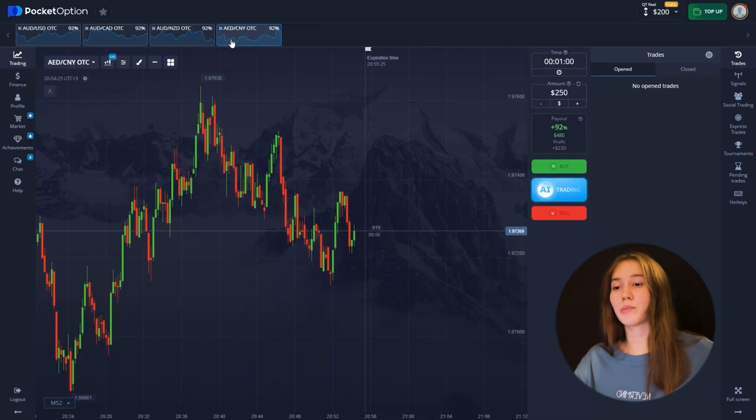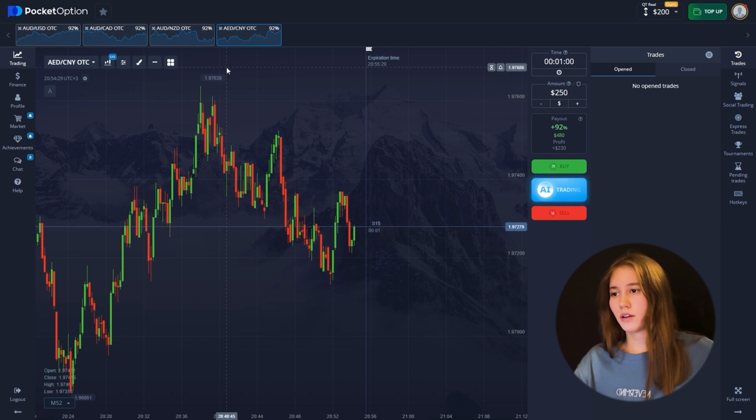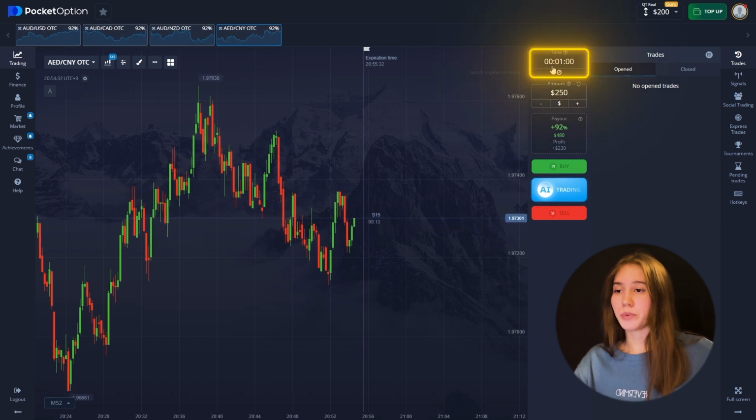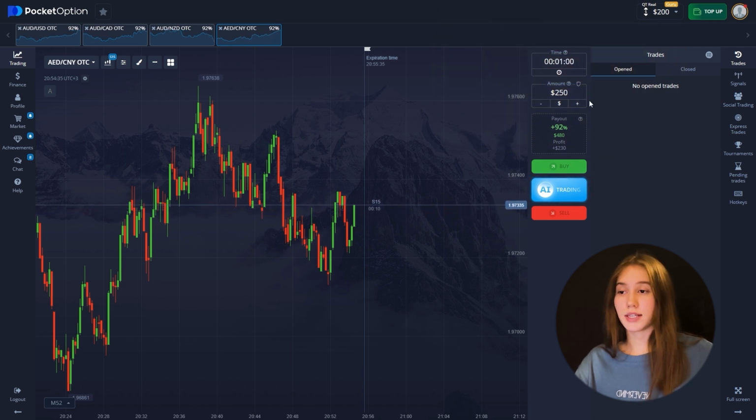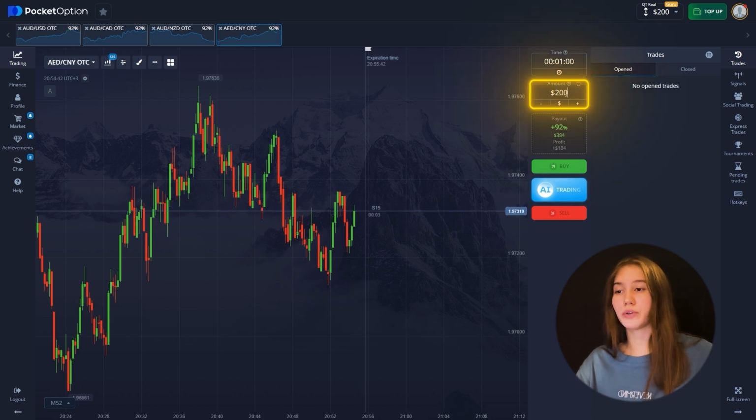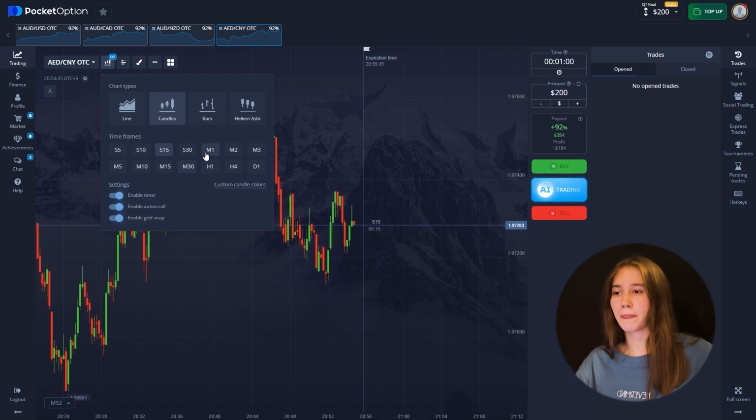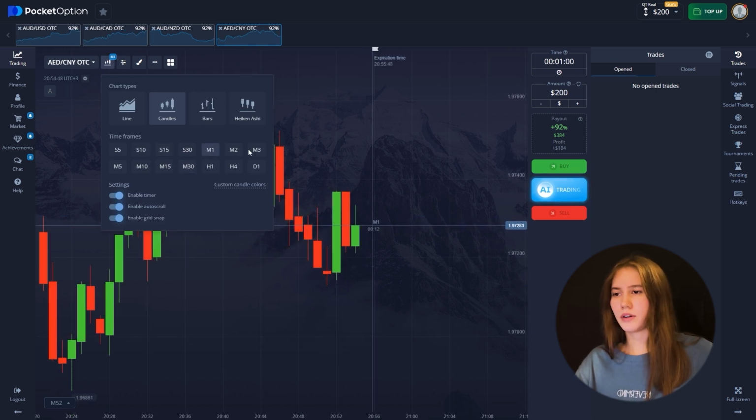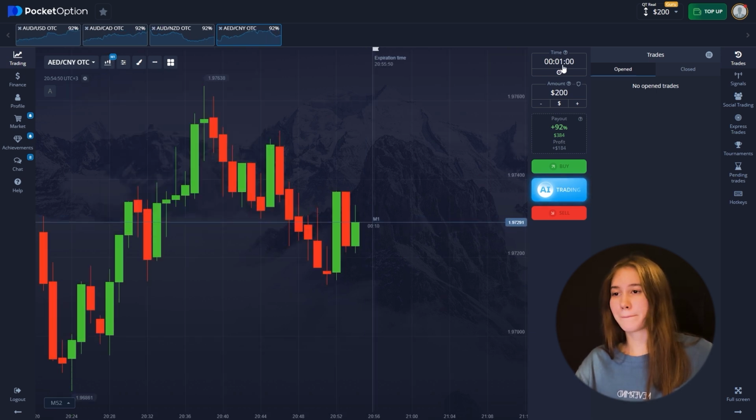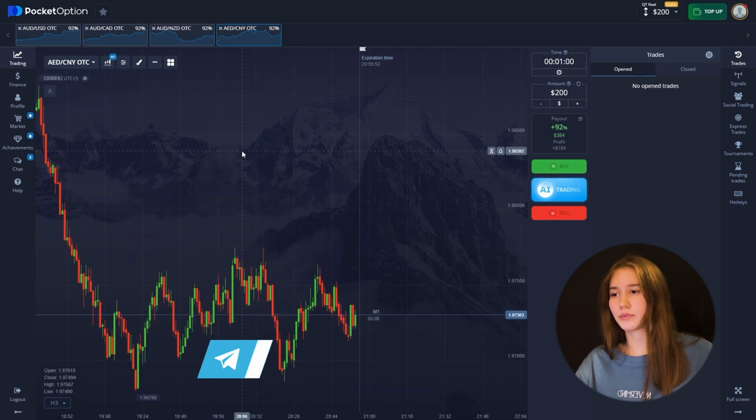So here we are in Pocket Option today. Our concept path, now I'm showing you, is in the upper area of the screen. The time of the trade today will be 1 minute as always. The balance I have is $200, the trade amount also $200. So, time frame 1 minute.